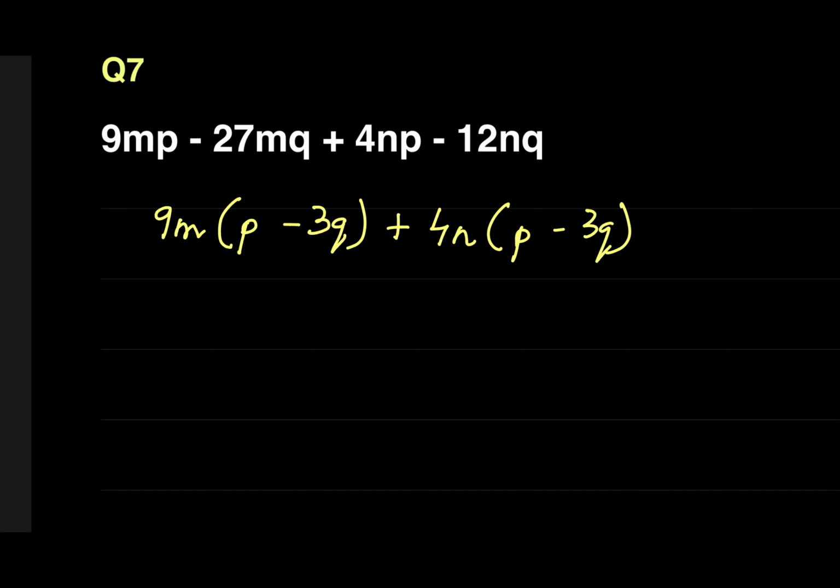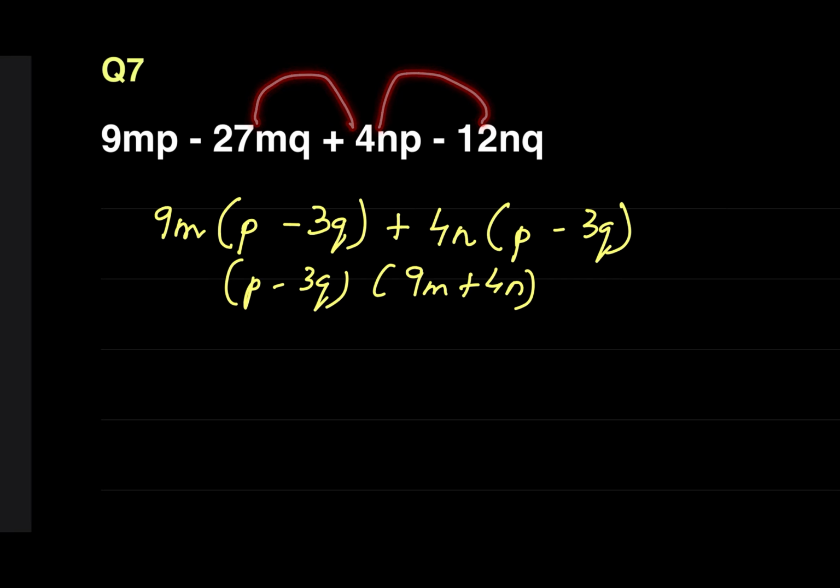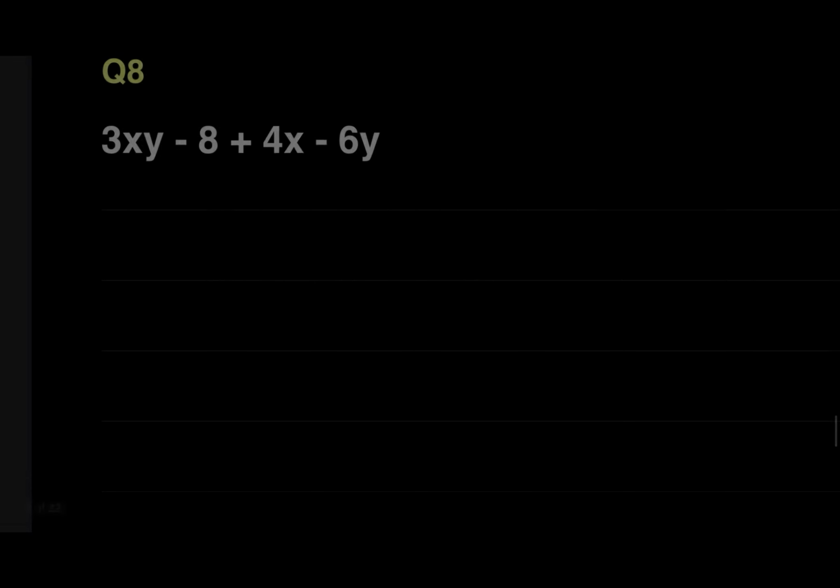Okay, now why didn't we change the sign over here? It was minus, but we are still writing minus because here there is a plus sign. Only if it is a minus sign over here, we write the opposite of this, okay? So P minus 3q, common one, 9m plus 4n. Now, sometimes you know what can happen, guys? This may not be given in this format. What you may have to do is you may have to rearrange the terms. That gets tricky. We'll see that when we come across those sums.